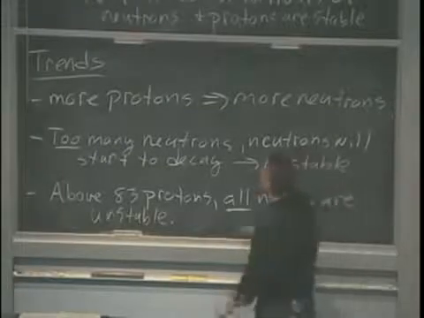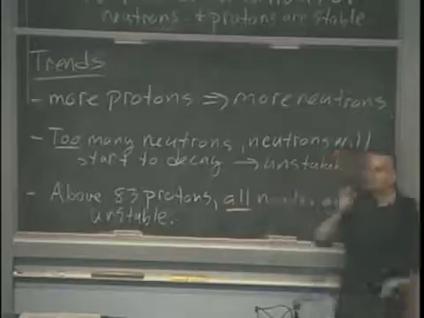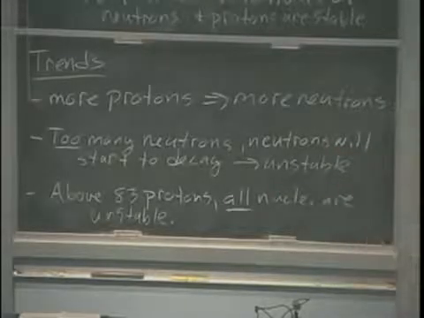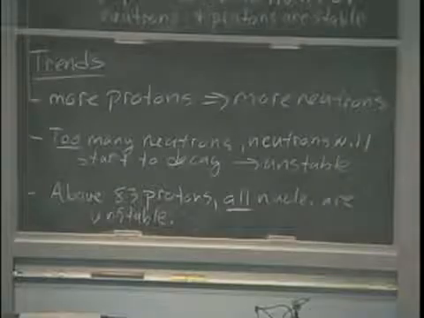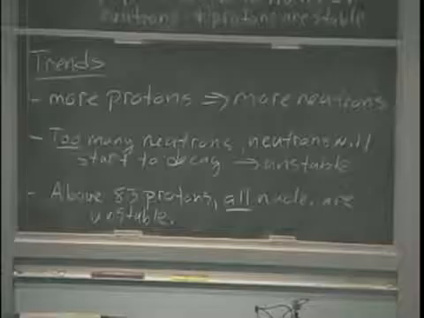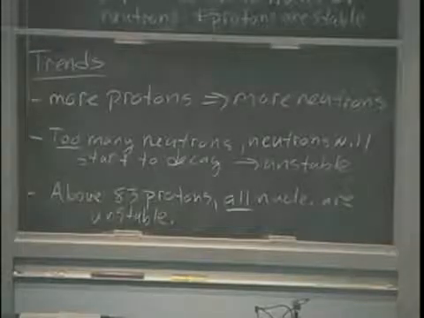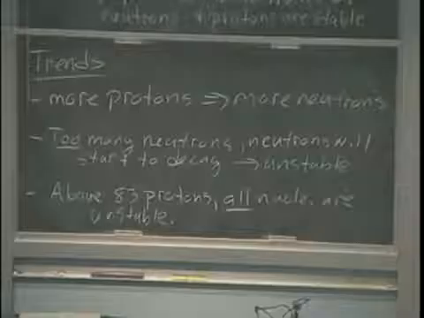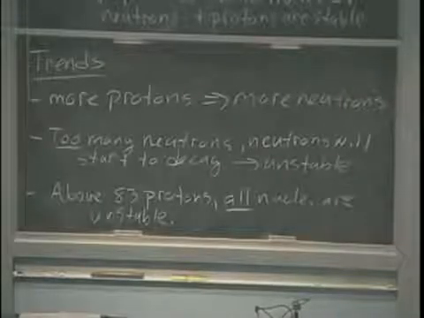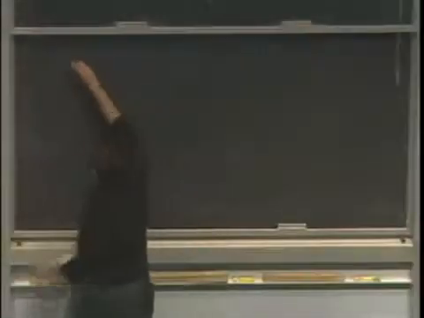So there is a natural balance between the number of protons and the number of neutrons in a nucleus for it to be stable. And if we look at a plot of nuclei, then we can find what we call the line of stability. So let's make a little graph here.